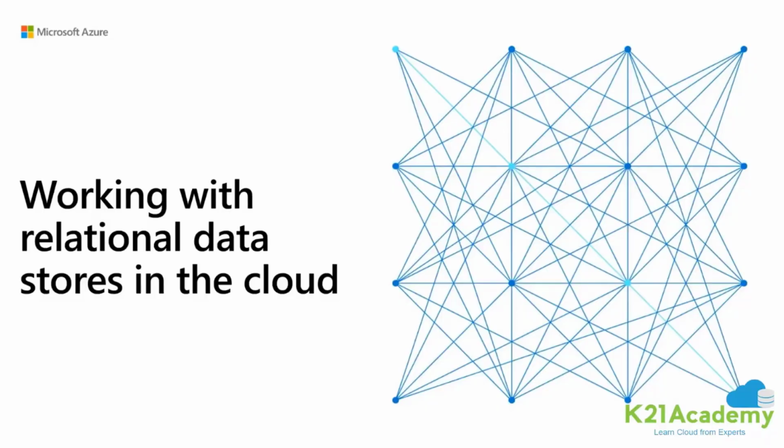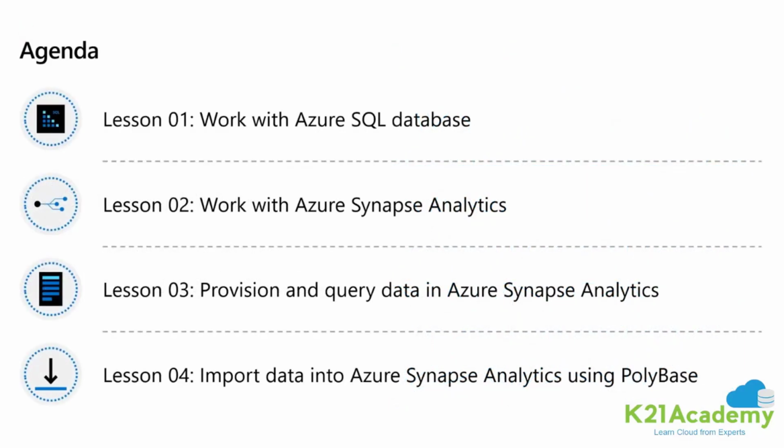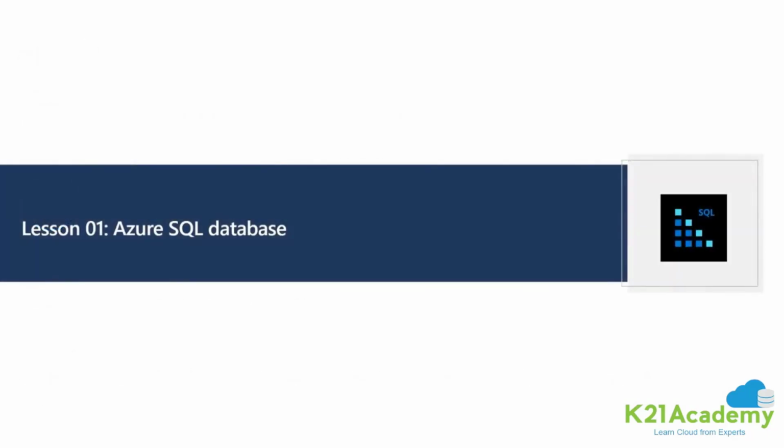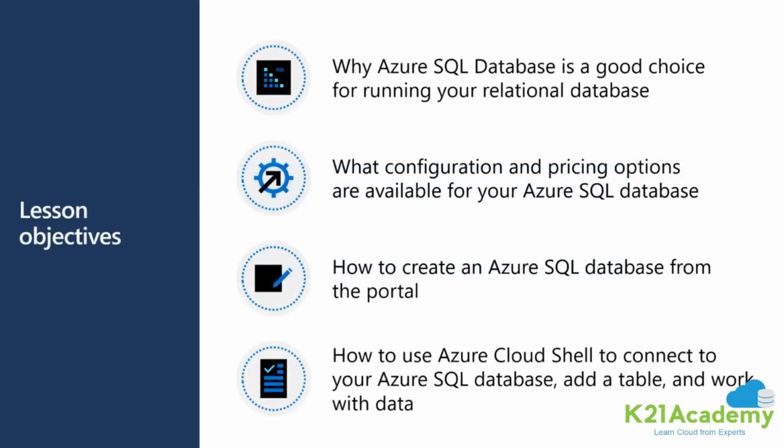Welcome back, guys. Now coming over to module number 5, we'll talk about relational data stores in Azure Cloud, and we are starting with Azure SQL Database, and we'll come to Azure Synapse. We'll see how to provision and query data in Azure Synapse and import data into Azure Synapse using PolyBase. So as part of lesson number 1, we'll talk about Azure SQL Database. And as part of that, we are going to talk about why do we use it, what configuration and pricing options are available, how do we create a database from the portal, and how to connect using Azure Cloud Shell, how do we connect to Azure SQL, and basically run queries over there.